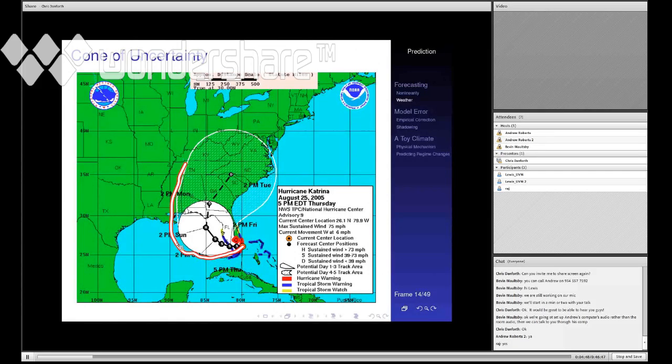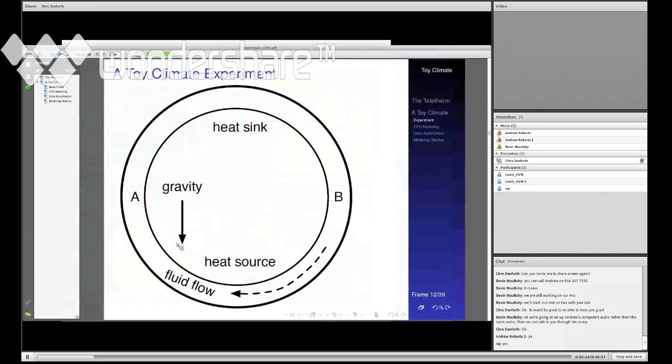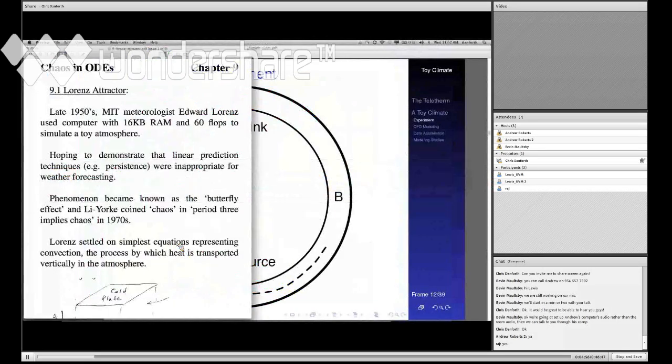Okay. So I'm going to move on now to the Lorenz equations, right? So let's see, where are we? You guys have talked about the Lorenz equation. Ed Lorenz was this meteorologist working in the 50s and 60s at MIT, trying to demonstrate to the National Weather Service that these linear methods of prediction weren't going to work for weather forecasting. And so he settled on this model of convection.